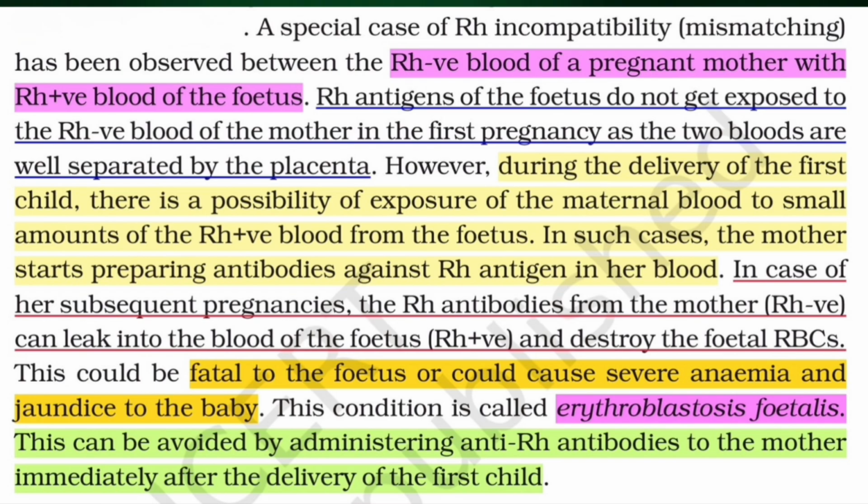In such cases, the mother starts preparing antibodies against Rh antigen in her blood. In case of her subsequent pregnancies, the Rh antibodies from the mother, Rh negative, can leak into the blood of the fetus, Rh positive, and destroy the fetal RBCs. This could be fatal to the fetus or could cause severe anemia and jaundice to the baby. This condition is called erythroblastosis fetalis. This can be avoided by administering anti-Rh antibodies to the mother immediately after the delivery of the first child.